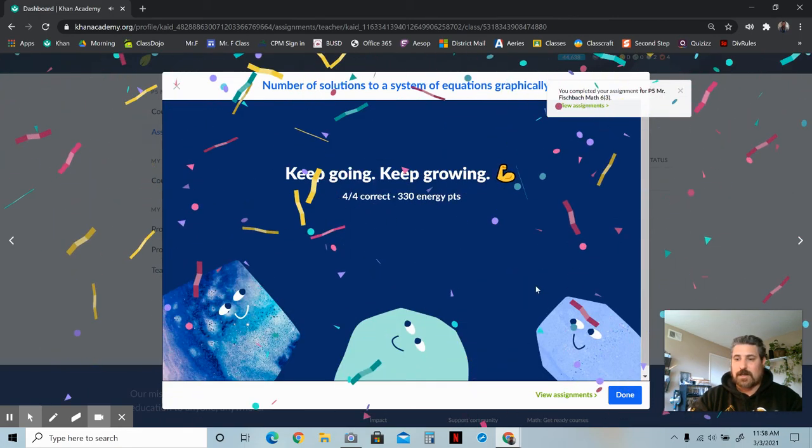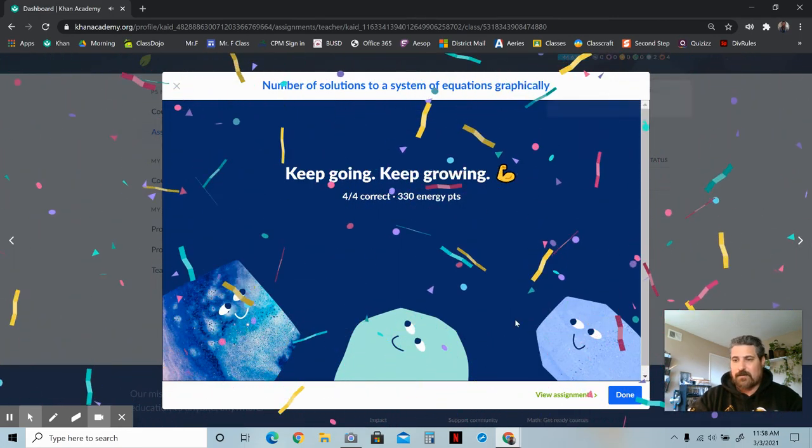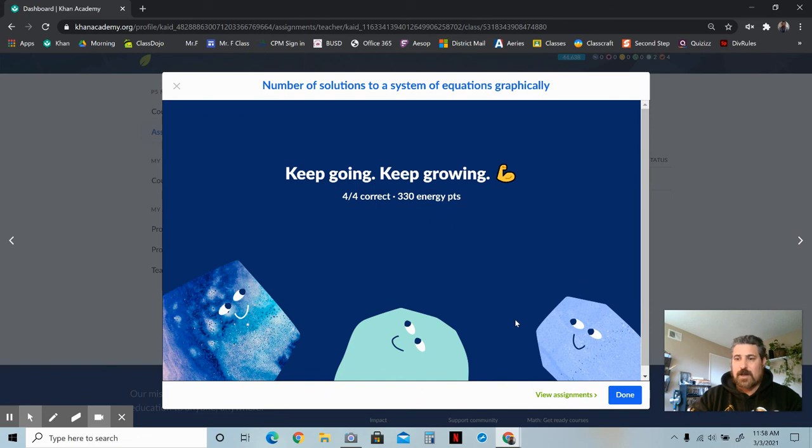Remember, if the lines are parallel, then they're never going to cross, so there's no solution to the system. If the lines are exactly the same line in a slightly different form, then there are infinite solutions because they're the same line. And if you have only one place where they cross because they don't have the same slope and they're not the same line, then you have one solution. All right.